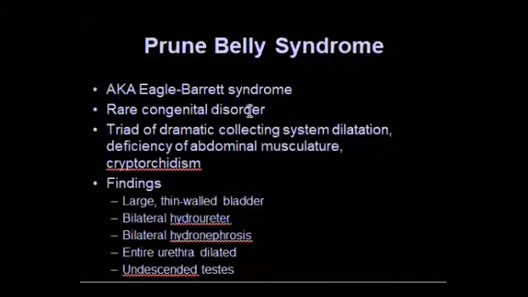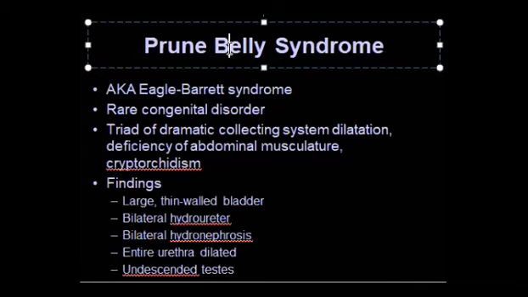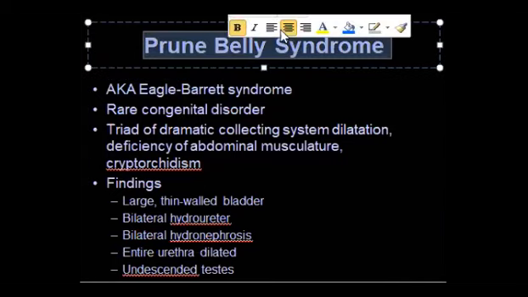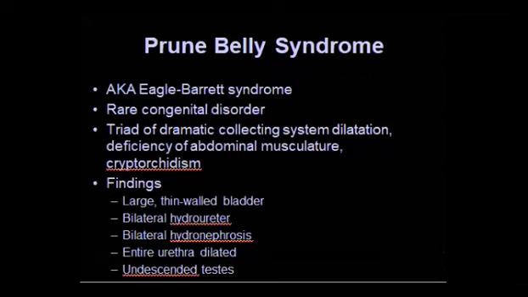So this is what is called prune belly or Eagle-Barrett syndrome. You have two Eagles, maybe more than two, but at least you have one, the stylomastoid in the head and neck, and you have one prune belly. It is now more famous as prune belly syndrome. Triad of dilatation of the collecting system, deficiency of abdominal muscles, and cryptorchidism. We mentioned these criteria much.